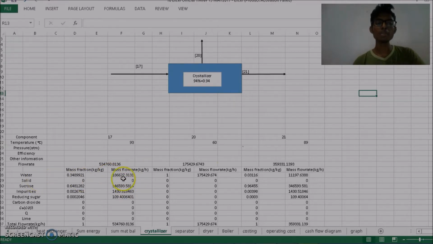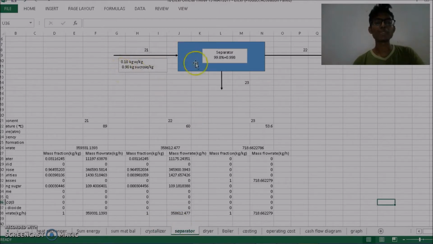And the stream consists of water, sucrose, impurities and also reducing sugar at a total flow rate of 359,331.139 kg per hour. Next is the separator with 3 different streams, 1 input and 2 different outputs, with an efficiency of 99.8%. So 99.8% of sucrose will be transported at the 22 stream and the balance 0.2% will be molasses.